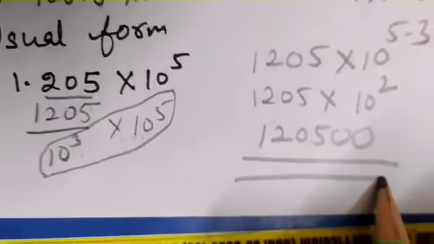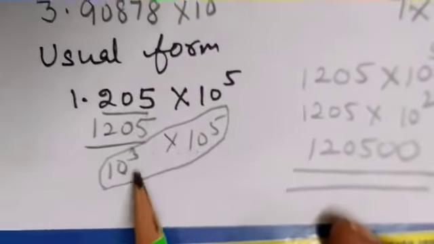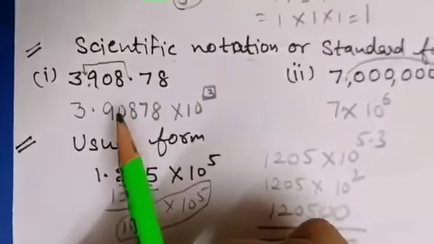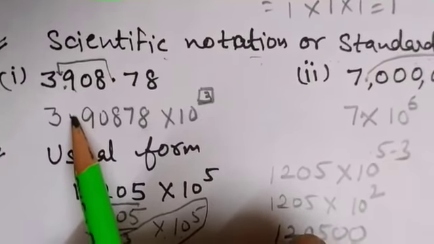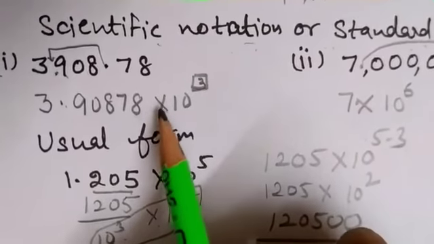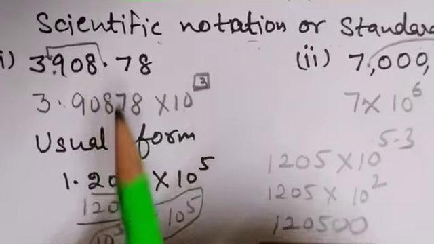This is the usual form, that means usual form में हमें decimal remove करने होते हैं और standard form या scientific notation में हमें first digit के बाद decimal लगाना होता है और then we multiply 10 raised to the power according to question.